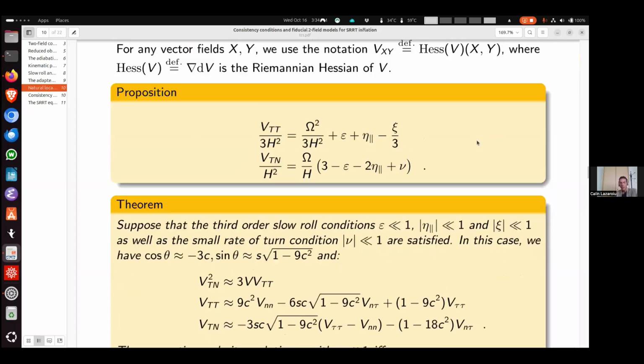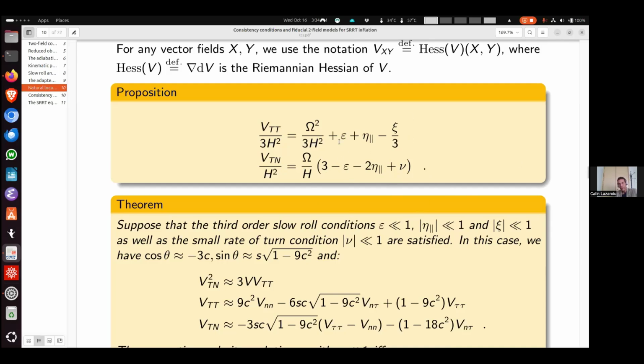Okay. Then the proposition states, with this notation, that you have the following two relations. So V_TT divided by 3h squared is equal to omega squared over 3h squared plus epsilon plus eta parallel minus xi over 3. And V_TN divided by h squared is omega over h multiplying what's in the parentheses. So the parenthesis contains 3 minus epsilon minus 2 eta parallel plus nu. So these are some of the kinematic parameters that I introduced before.